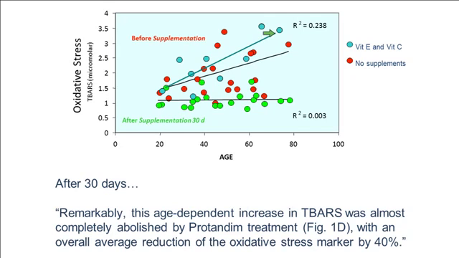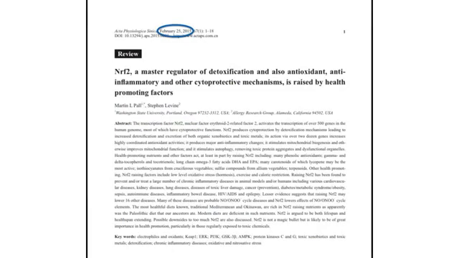Now, when they took proteindum for 30 days and they measured the T-bars again, everybody's oxidative stress level was reduced down to that of a 20-year-old. Didn't matter where they started. On average, it was reduced by 40%, and it was highly statistically significant. That is a big deal. There is no other supplement or drug that I am aware of that can make that statement. So an average reduction of 40% in oxidative stress levels.